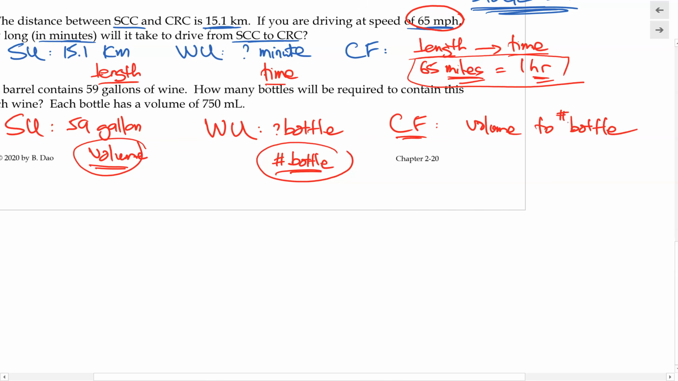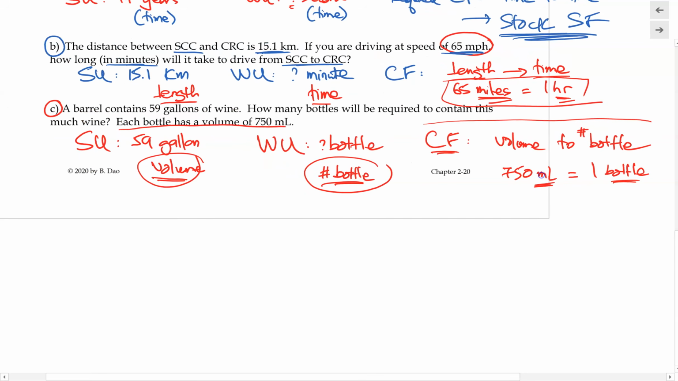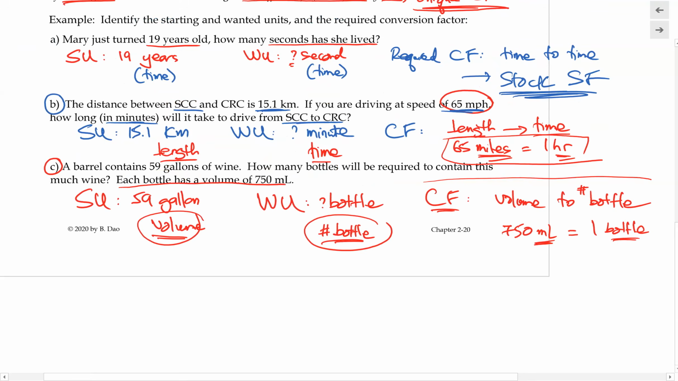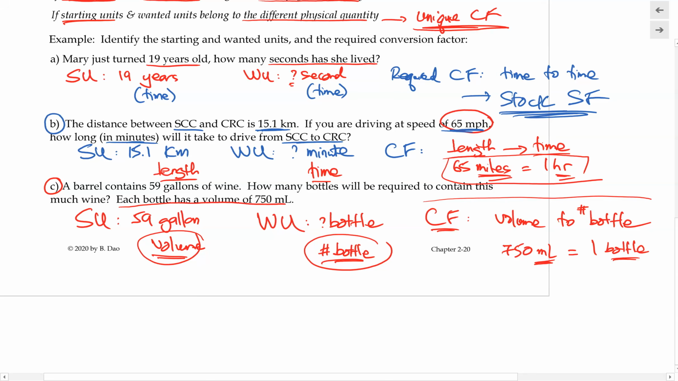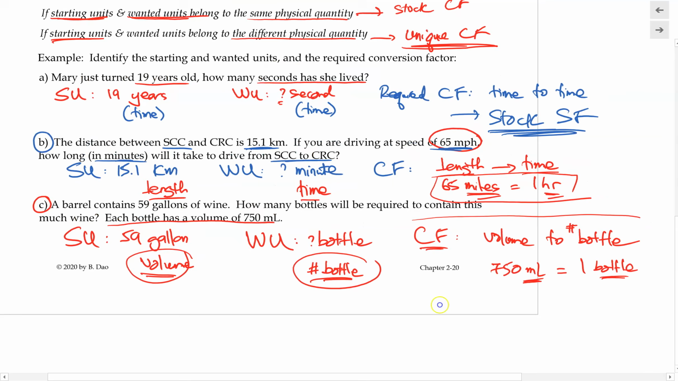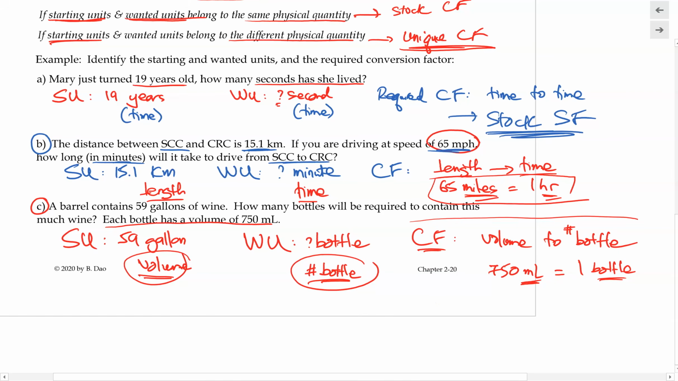And here in this case, we've been told the following. Each bottle has a volume of 750 milliliter. So 750 milliliter equal to one bottle. So this is the conversion factor that relates volume to the number of bottles. And that is something that we need to use in order to be able to solve this problem. Okay, so first, make sure you know how to identify the starting unit, the wanted unit, and the conversion factor that they require.